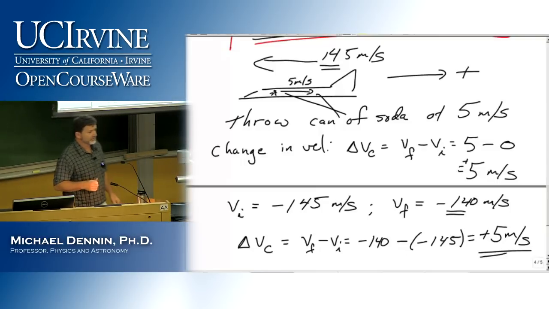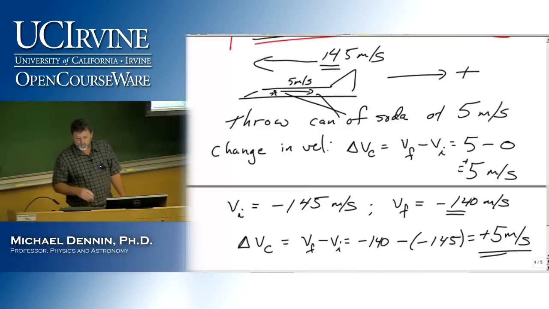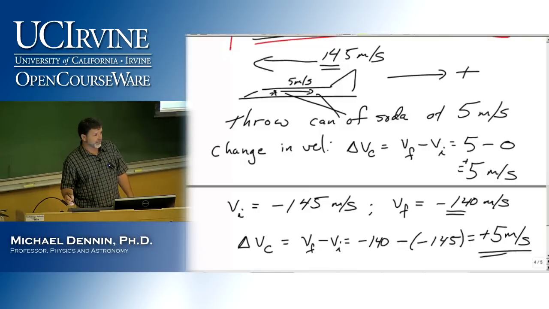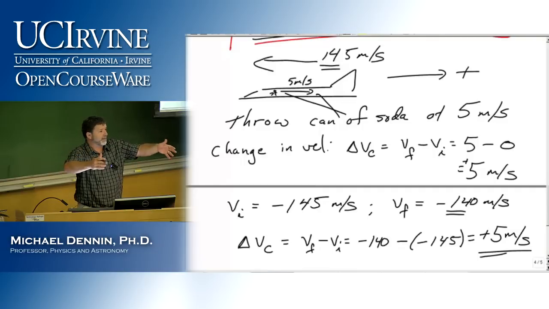Yes? After your friend catches it, doesn't it go back up to 145? Well, after my friend catches it, it goes back to 145, but my friend and I decide it goes back to 0. We see the same change again. It'll be a negative 5 meters per second at that point.